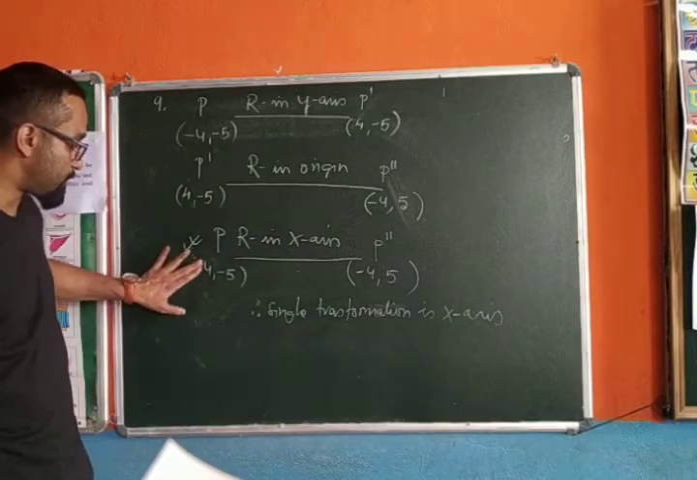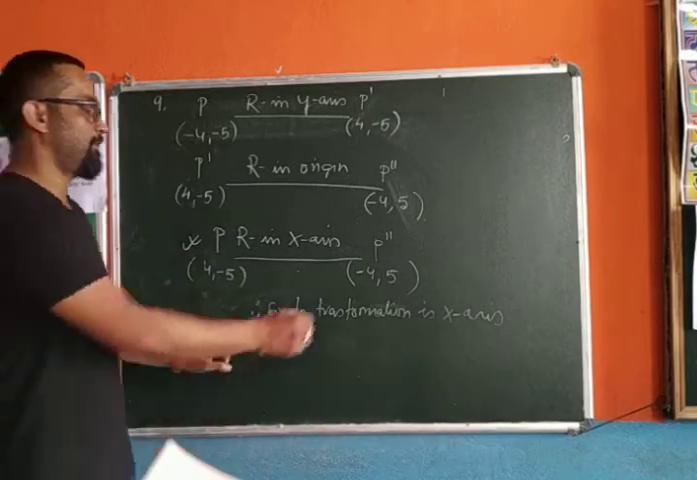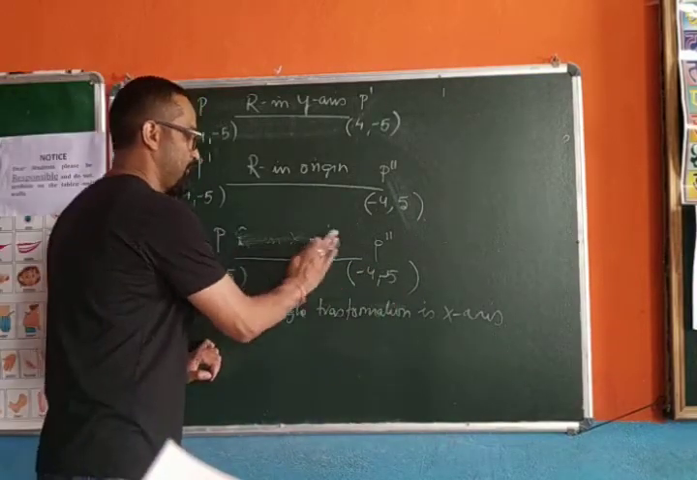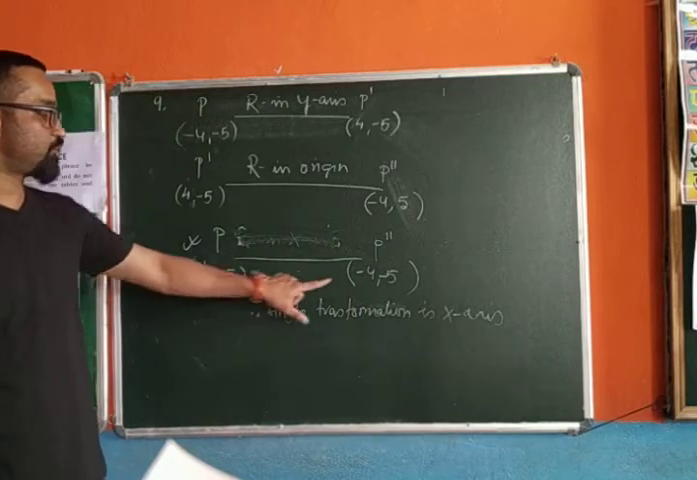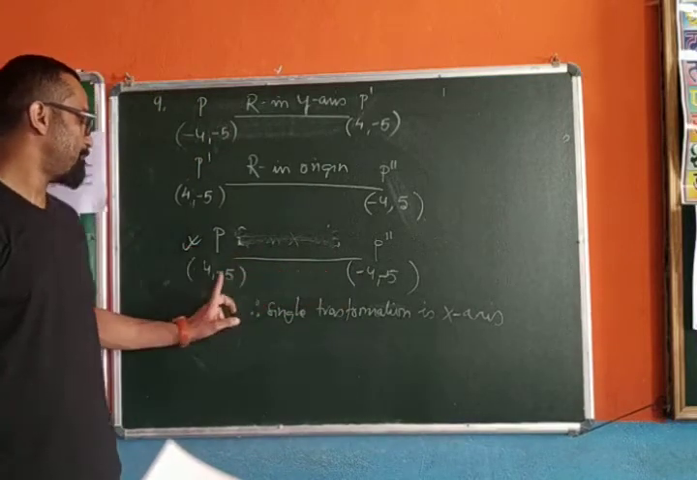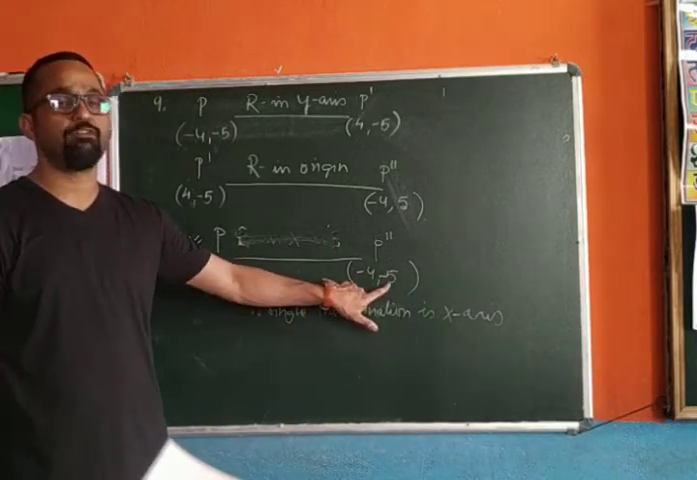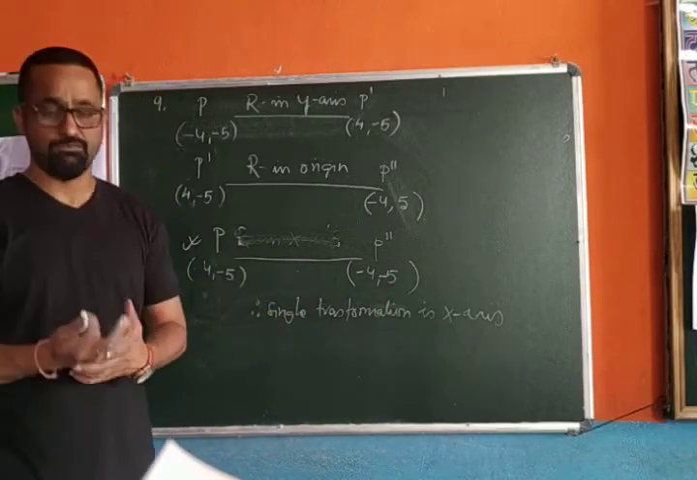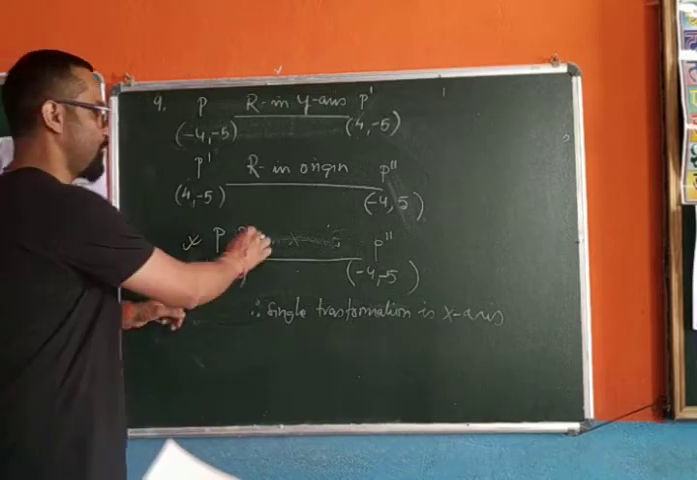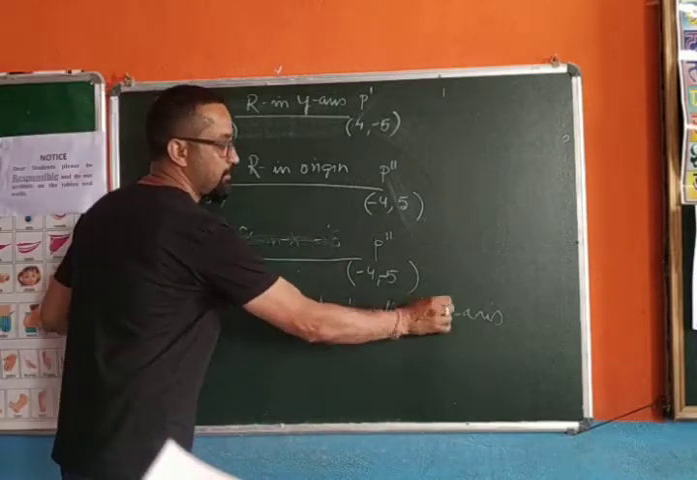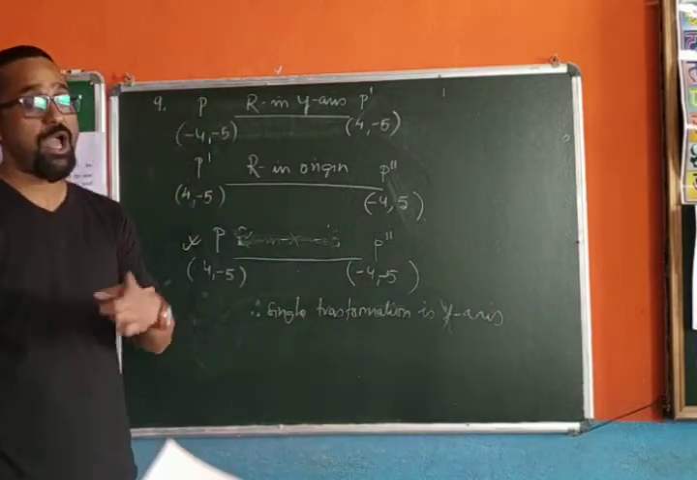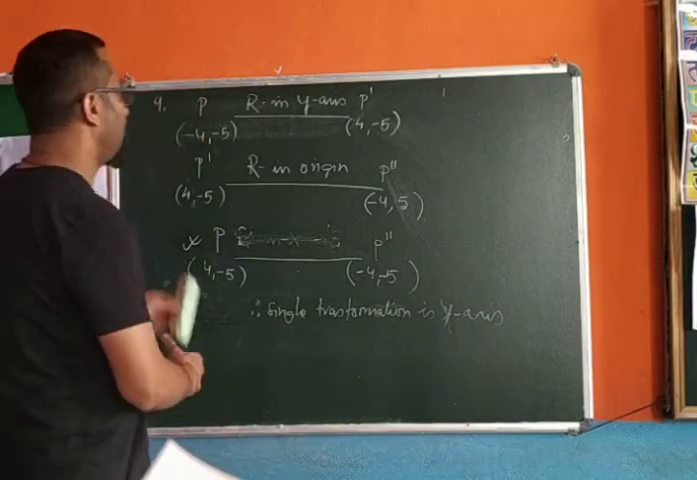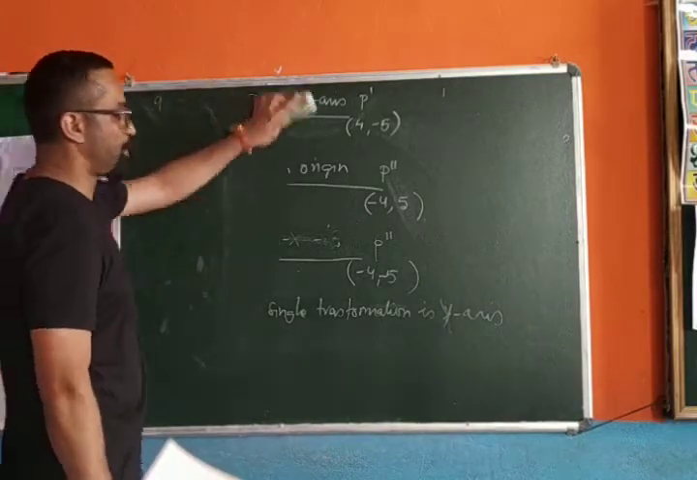If it was like this, +4 is changing to -4, -5 remains -5. Which reflection changes the abscissa? It is the y-axis. So you write reflection in y-axis, you write single transformation y-axis. So please go through this question properly.